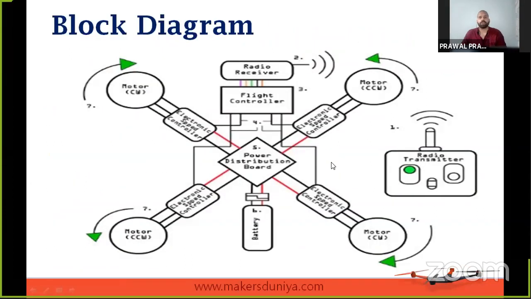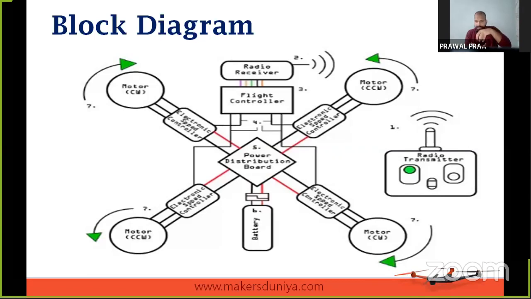Now, talking about the block diagram, which is very important, you can write it down if you are planning to make a quadcopter in future. So note down this block diagram, guys. In the center, there is one power distribution board. If there are four arms of a quadcopter, you might have seen one in various movies. In the center, there is a power distribution board.